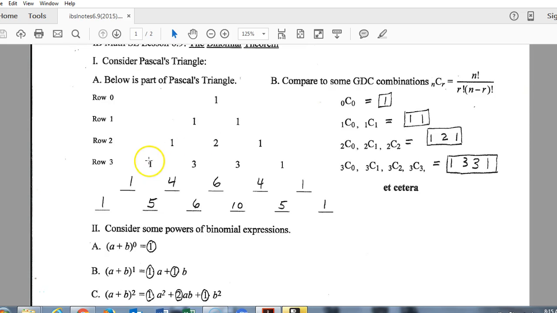As I move down, again, I always put the 1s on the outside. If I have a gap right here, I add 1 plus 2 to get 3. Another gap right here, I add 2 plus 1 to get 3. You would just keep doing that as far as you need to get the numbers you need. These rows represent the power of the problem that you are expanding. If I have something to the third power, I use the row 3 numbers. This would be something to a fourth power, this to a fifth power, and I could go as deep as I needed depending on the exponent.